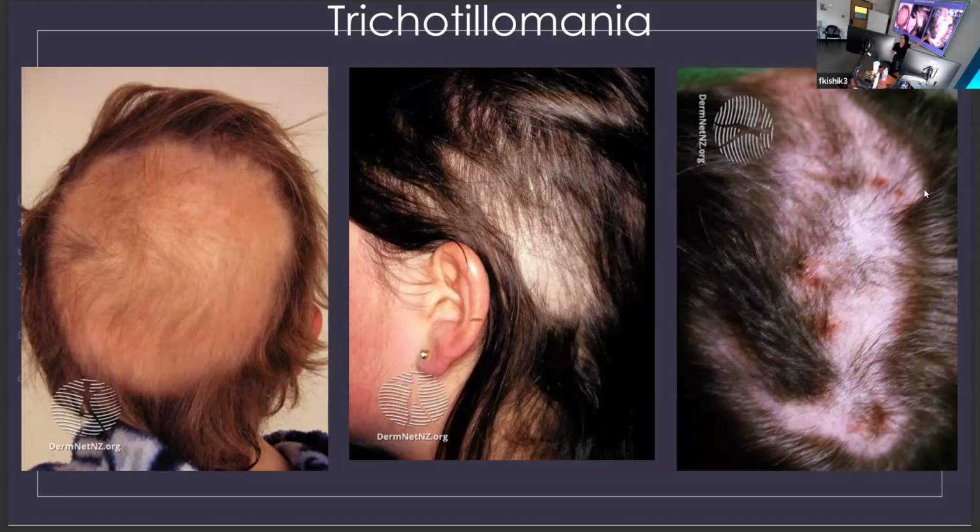In addition to those areas of hair loss, something else you might notice is picked out, crusted areas, because your patient might not just pull their hair, but they might also pick at their scalp. All right, part of this compulsive disorder.